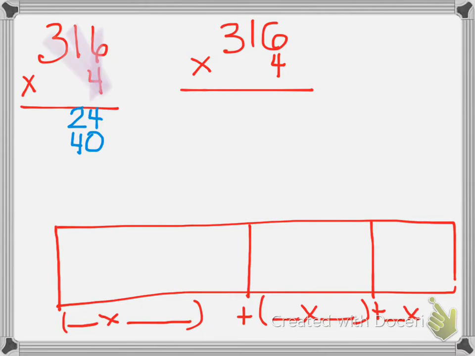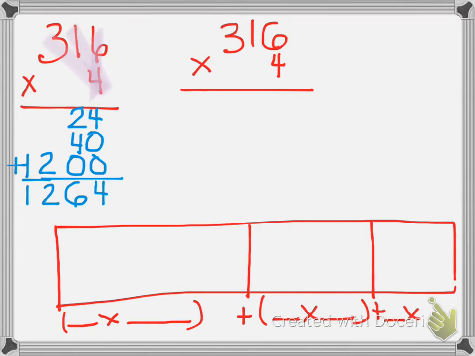And 4 times 3 hundreds is 12 hundreds, or 1,000. There's my 12 hundreds. Now I'm done multiplying. I can add 4 in the ones place, 6 in the tens place, 2 in the hundreds place, 1 in the thousands place.